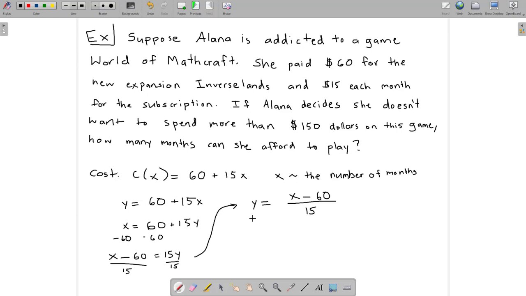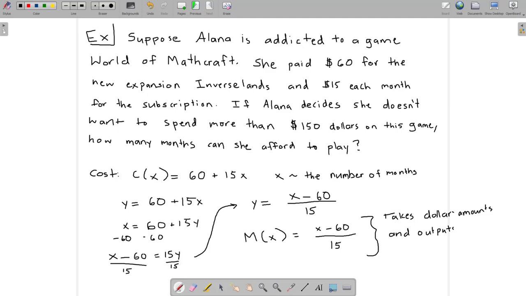And so I'll replace my y. We can call it c inverse or we can call it something else. We can call it like m of x, because m will give me the number of months that I can play for. So this function here takes dollar amounts and outputs the amount of time. So outputs the months.